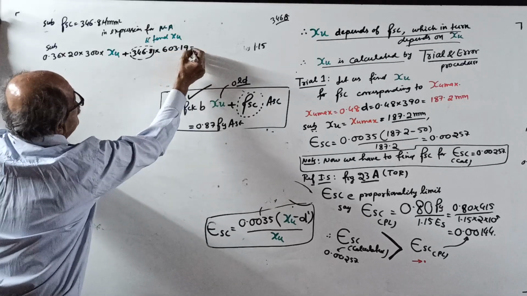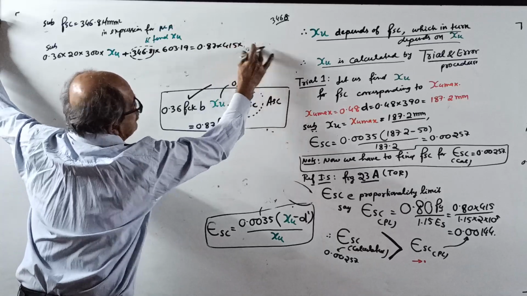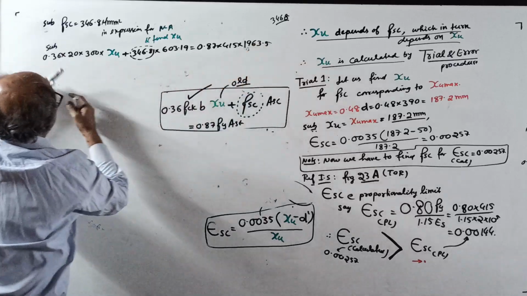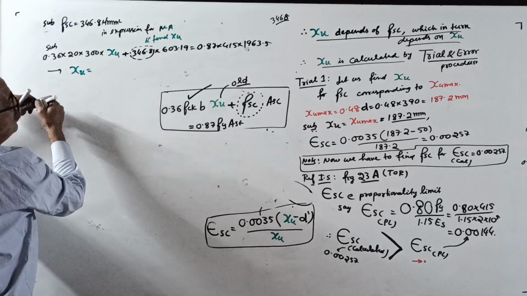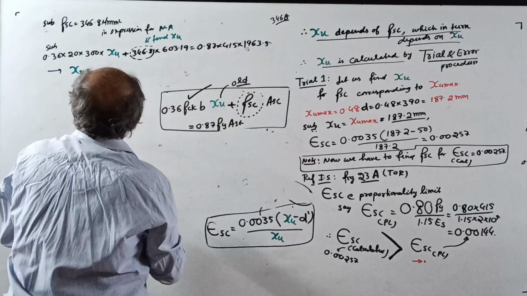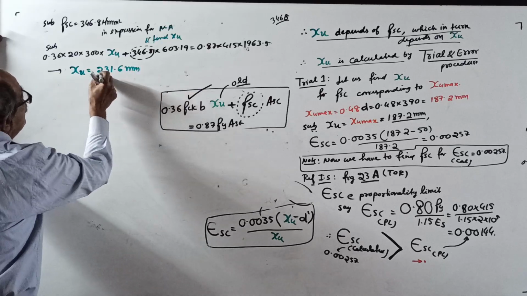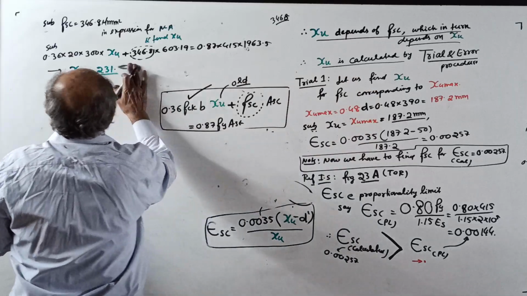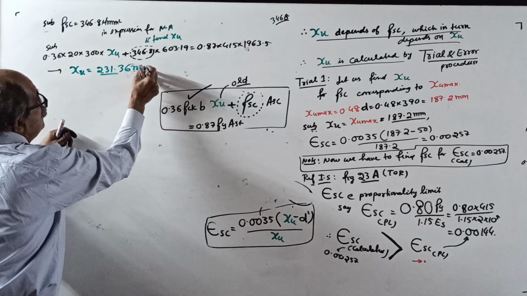603.19 equal to 0.87 into 415 into AST, 1963.5. We get XU equal to, I noted down already, no waste of time, 231.36 millimeter. Now, good news for you.